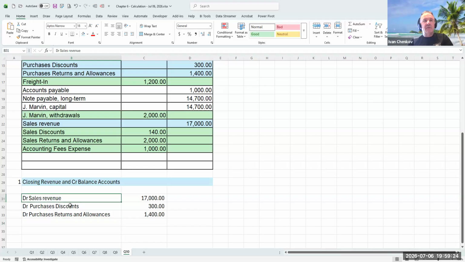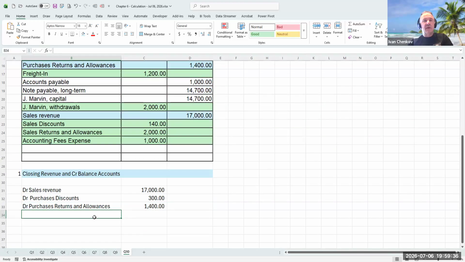Which account are we going to create now? If you are with me, which account are we going to create? We already closed sales revenue. We closed the purchase discount. We closed the purchase returns and allowances. Where am I going to close them? And which account do I have to create now?